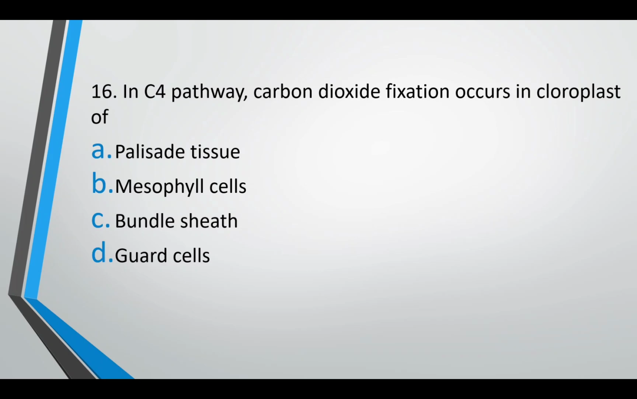In C4 pathway, carbon dioxide fixation occurs in chloroplast of option A, palisade tissue, option B, mesophyll cells, option C, bundle sheath cells, or option D, guard cells. In C4 pathway, carbon dioxide fixation occurs in chloroplast of. Correct answer is option B, mesophyll cells.